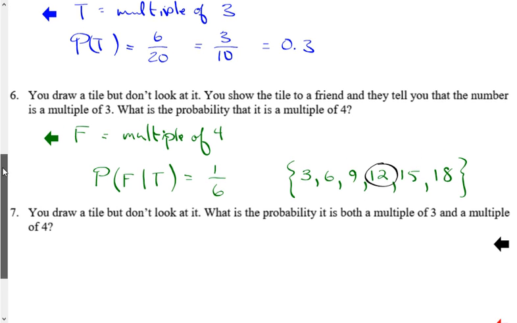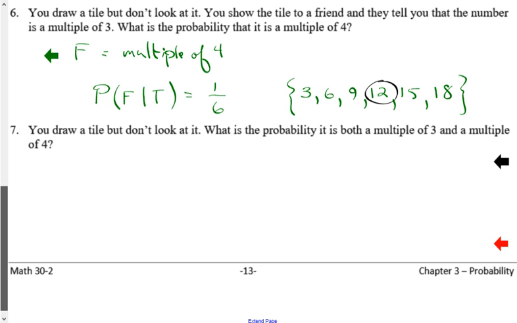Now, for number 6, if I draw a tile, I don't look at it, but you show it to a friend and they tell you it is a multiple of 3, then you know it's one of those 6 tiles, right? So the total number of possibilities that you could have are 3, 6, 9, 12, 15, 18. So that's why the denominator is only a 6 here, because you know it has to be one of those 6 tiles, but only one of them is also a multiple of 4.